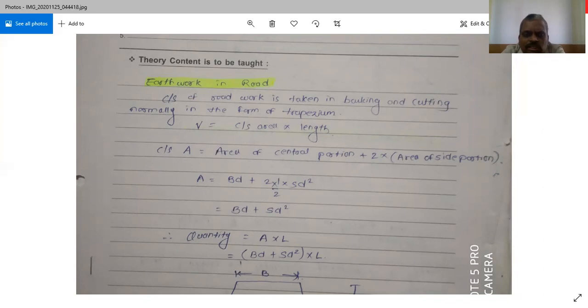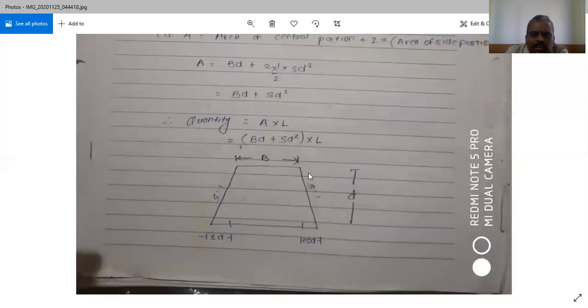Volume is calculated using the formula: volume V is equal to CS, that is cross sectional area, into length, and that is equal to area of central portion plus 2 into area of side portion. See here, area of central portion plus 2 into area of side portion. What it is actually, B into D will be the area of central portion, plus there are two triangles here. These two triangles you have to consider.